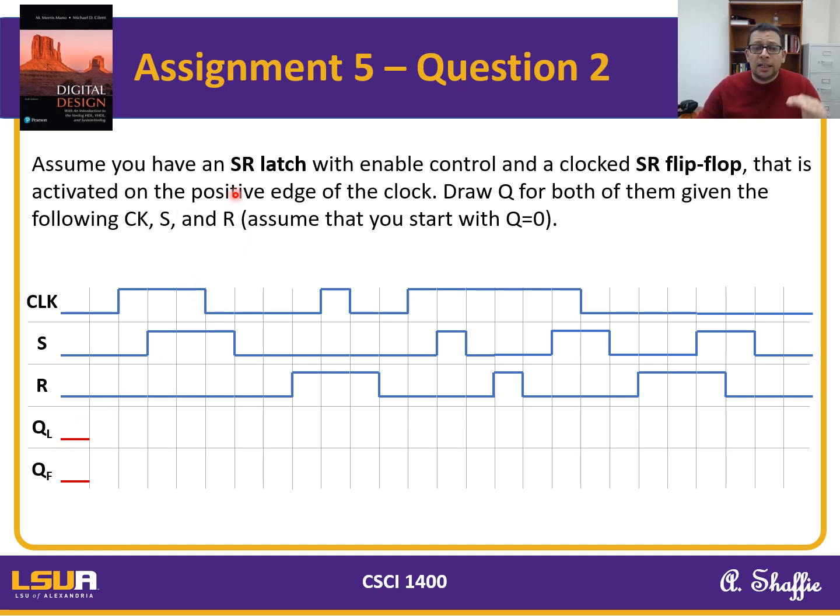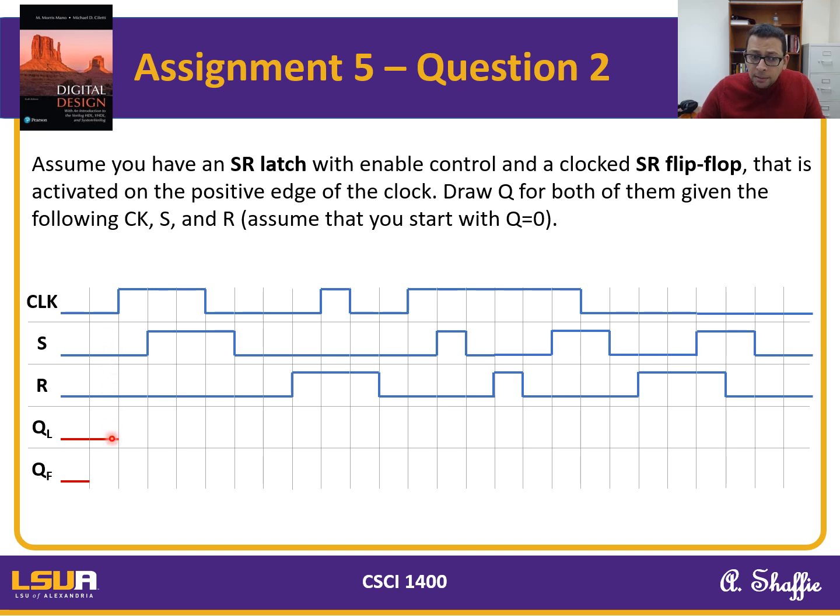This question says it is activated in the positive. So I will act like this SR latch will work as far as the value of this clock is 1. As far as I have 1, it is working. As far as I have 0, it is not. At the current time, I figure out that the clock is 0, which means it is not enabled, so I will keep the previous Q. Since it is 0, it will remain 0.